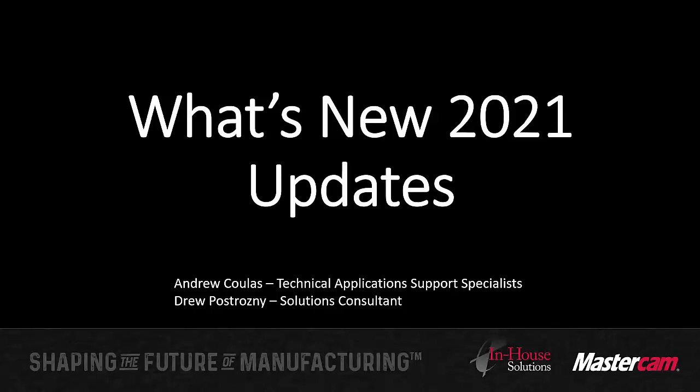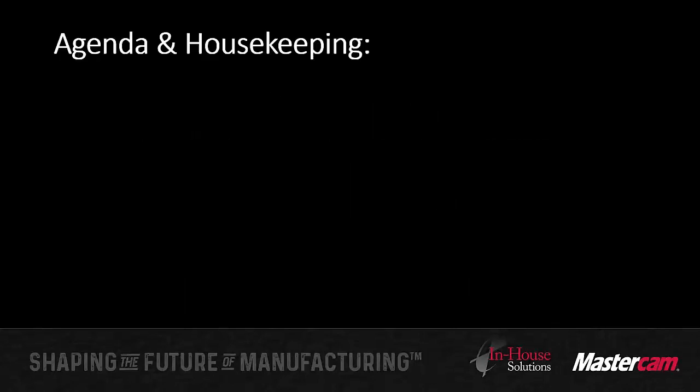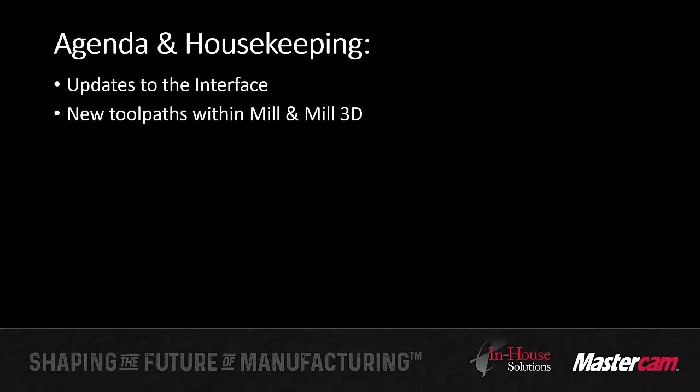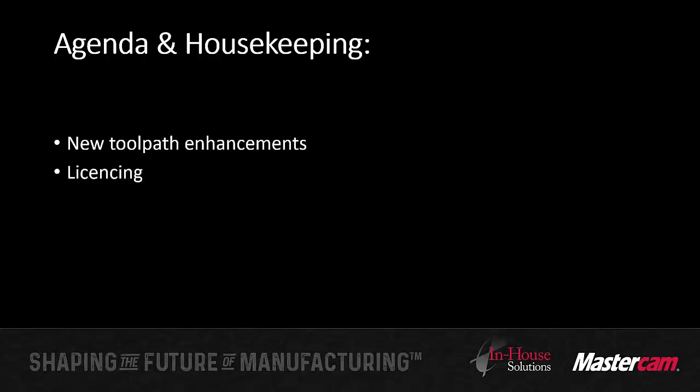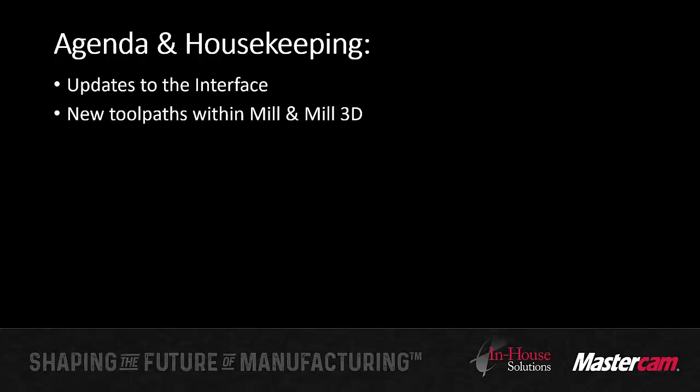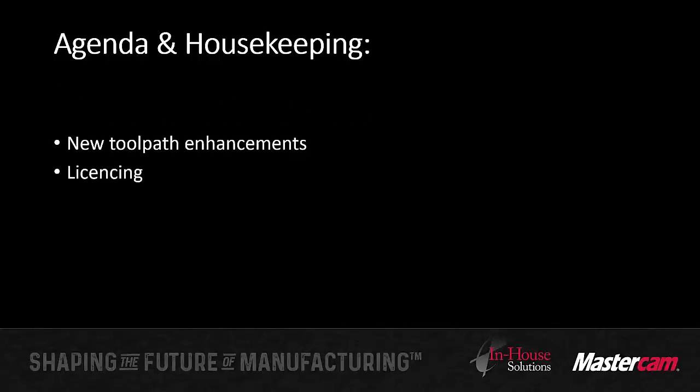So today we're going to walk you through what's new in 2021, specifically for the Mill and Mill 3D license. To start, I'm just going to walk us through the agenda and some quick housekeeping before I pass it off to Drew. We are going to go over updates to the interface, what's new within Toolpath for Mill and Mill 3D, as well as some new Toolpath enhancements, and we'll go over some licensing features that are new with 2021.